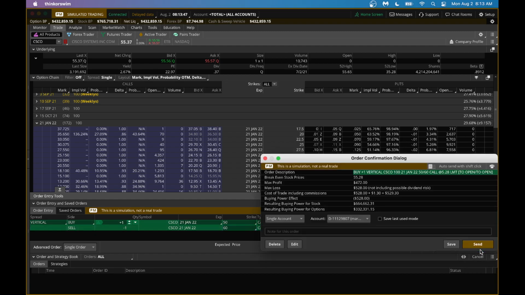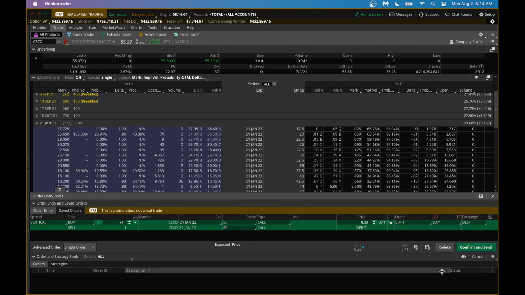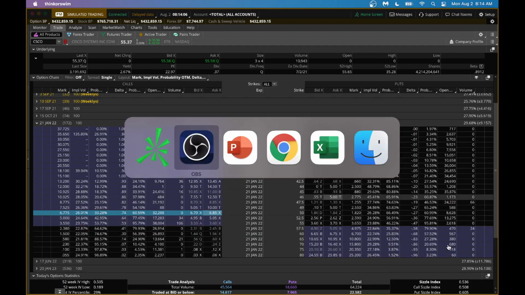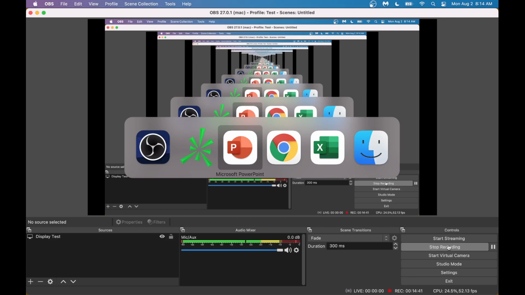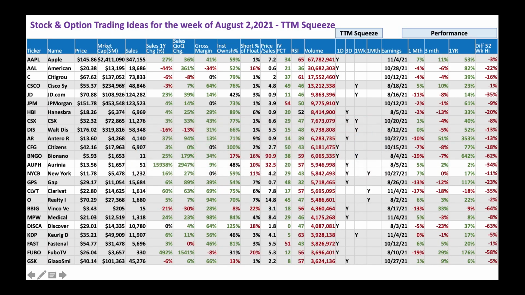So if you confirm and send here, as you can see, you're paying 528 to make 472, almost a double-your-money type trade. If the stock price stays above 55.28, you'll break even. So a little bit conservative play. You could do something along these lines, and then we'll look at one or two more and go from there. As you scan through here, the rows I have highlighted in gray are the buy signals.